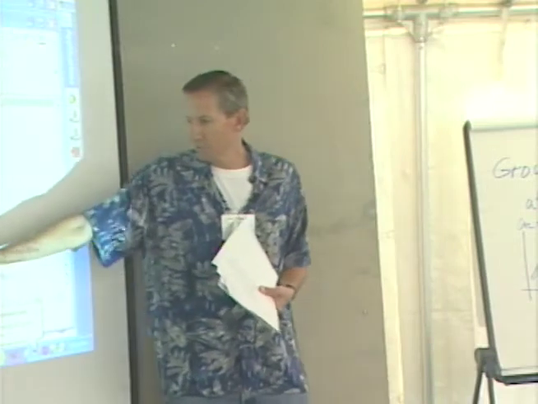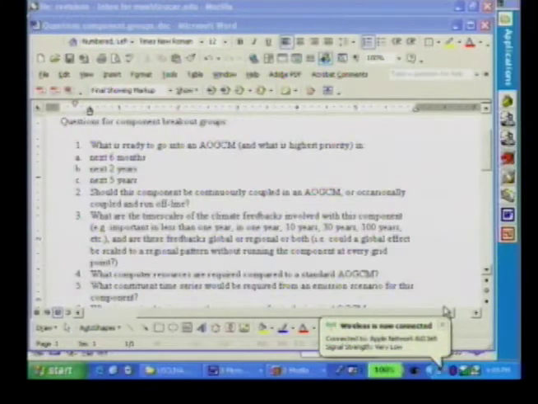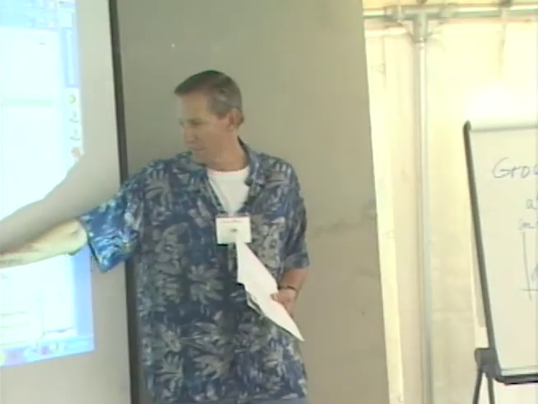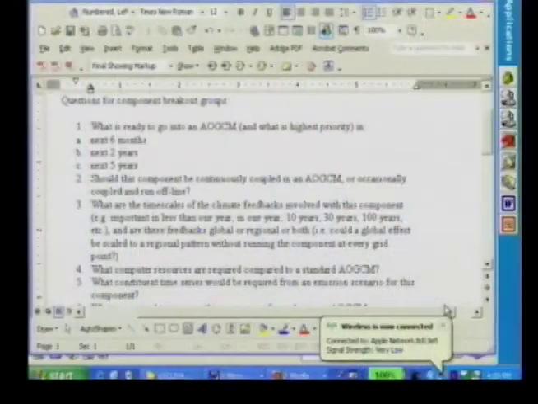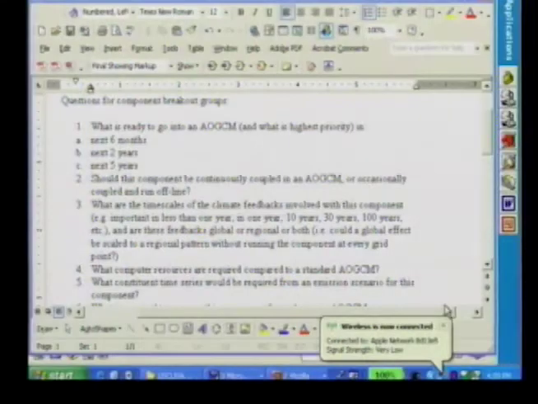Then the computer resource question is another one. If you add in a really complicated chemistry component, is that going to kill the model so you can't run it? Is there a way to get around that, or do you think computer resources will be able to handle it? And then, if this component was coupled, what requirements would you need from emission scenarios? In other words, what time series of what constituent emissions would you need to have this component coupled into an AOGCM?